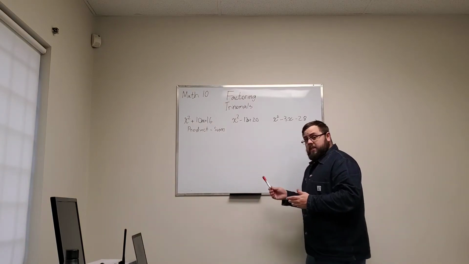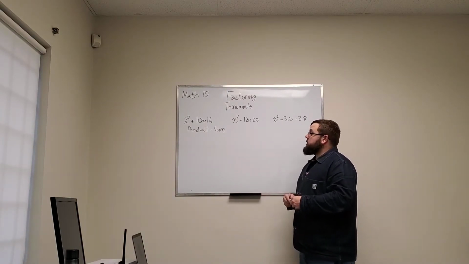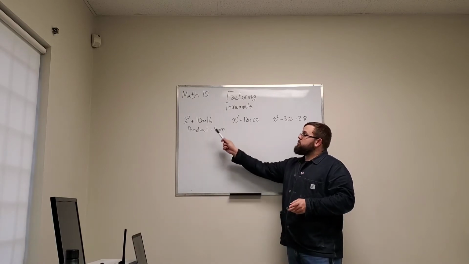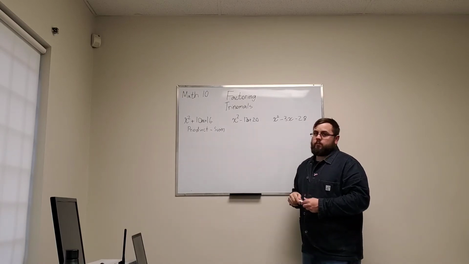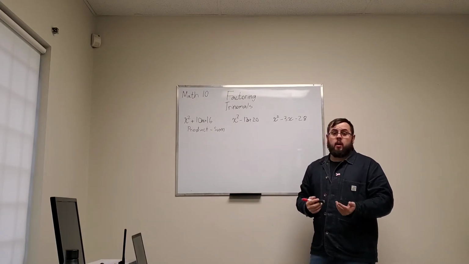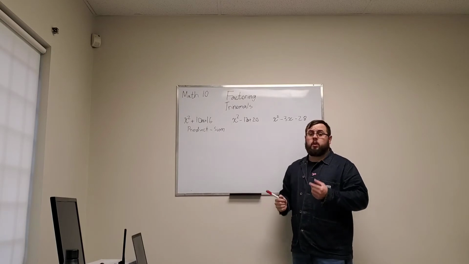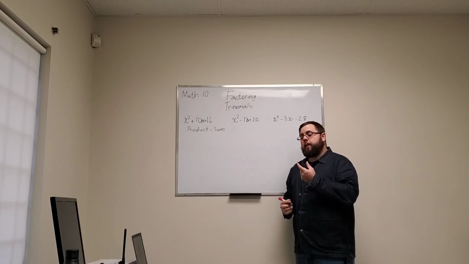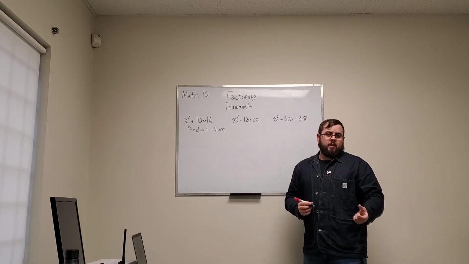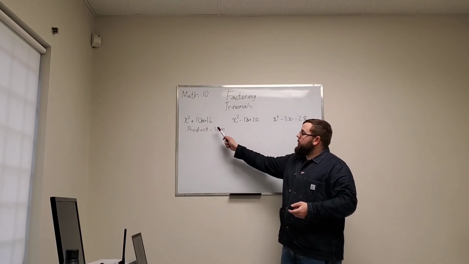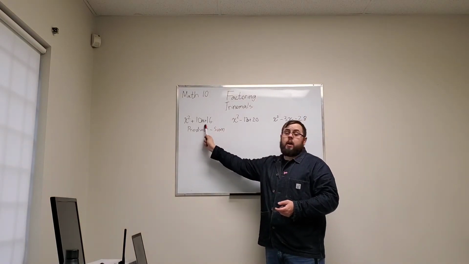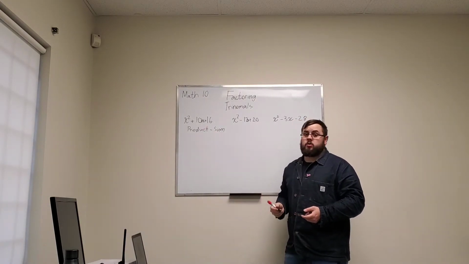So I've got three cases, three examples. We're going to start with the first one over here. This is the most straightforward one. Okay, so x squared plus 10x plus 16. The trick here is that we're going to be looking for something called the product sum. So the product sum is when we look at two numbers and we go, okay, what do these two numbers multiply into and what do they add into? Because the number that they multiply into is going to be your third term, and the number that they add up to is going to be your second term.